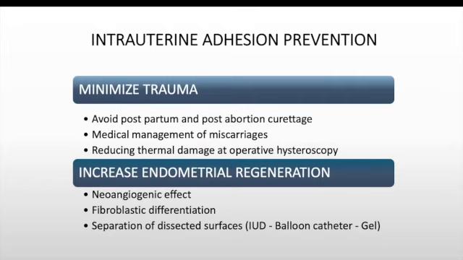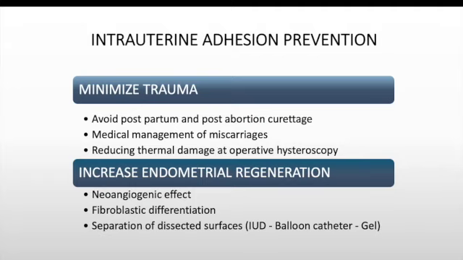How do we prevent adhesion? So we know that there are two ways to prevent adhesion. The first is to minimize trauma. These are, let's say, principles which are coming from microsurgery. So if you minimize trauma, if you reduce the number of D&C and you increase the medical management of abortions and miscarriages, you probably, in total, reduce the mechanical trauma of the endometrium.